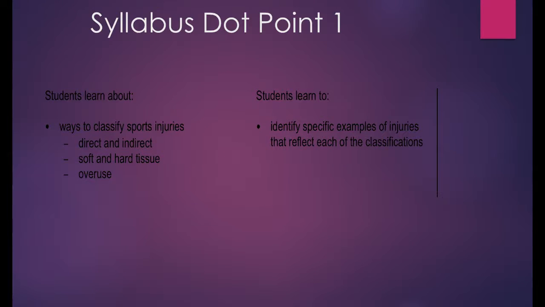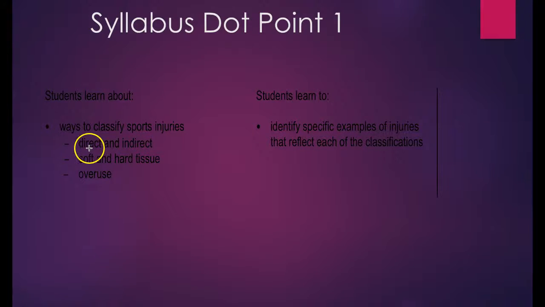So firstly, let's have a look at the syllabus dot point in terms of what students need to learn about. Students need to learn about the ways that sports injuries can be classified. There are two main ways, and these are either by the cause, so these include the direct and indirect injuries as well as the overuse injuries. Injuries can also be classified by the type of tissue that has been affected by the injury, and these would include soft and hard tissue injuries.